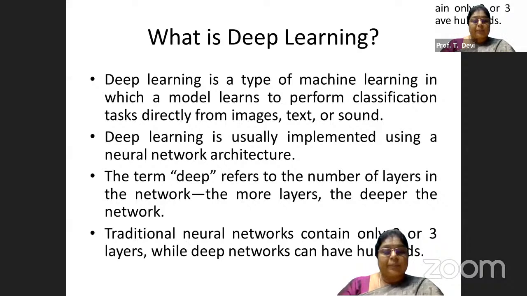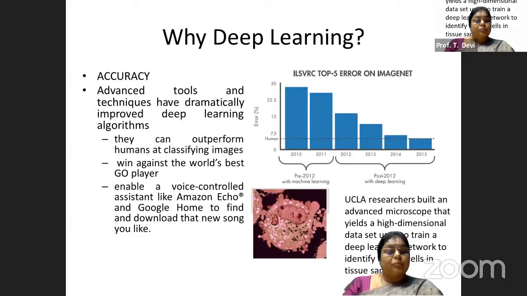Deep learning is usually implemented using a neural network. The deep refers to the number of layers in the network. The more the layers, the deeper the network. Usually, a traditional neural network contains only 2 to 3 layers, while deep learning will have more than 100 layers in it. Why deep learning? In order to improve accuracy, and they can outperform humans at classifying images.